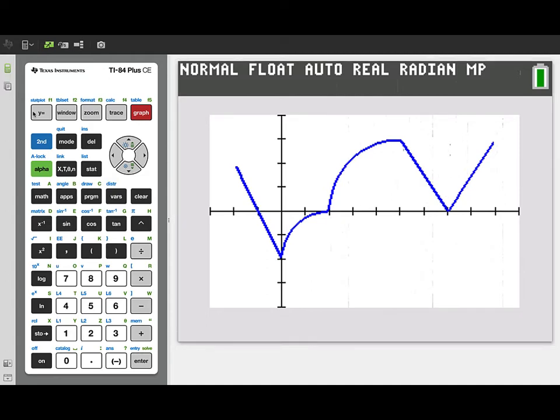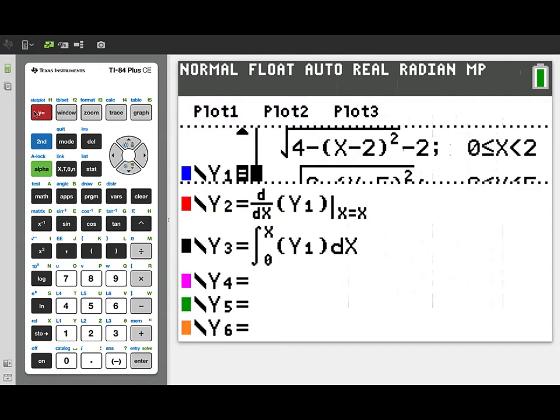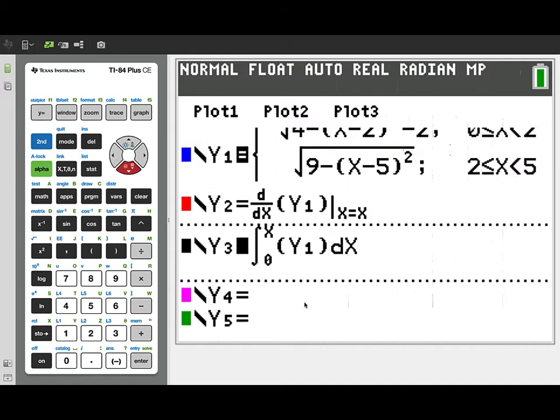Okay, let's take a look at the y equals menu. And we've set up an antiderivative graph. This is this definite integral function. It's an antiderivative guaranteed by the Fundamental Theorem of Calculus. We've used a lower limit of 0, and an upper limit is our variable x. And our integrand is our piecewise function whose graph is blue. We'll turn that on.